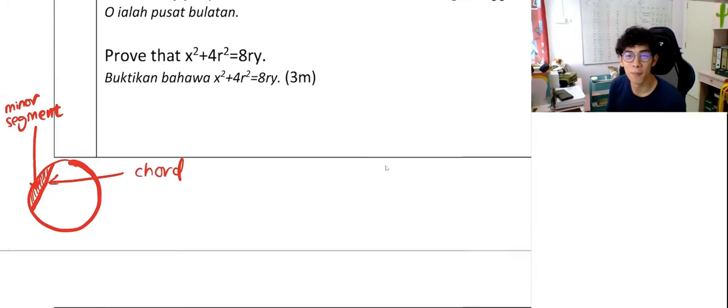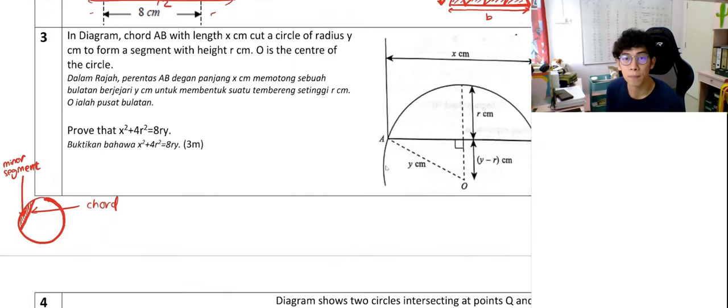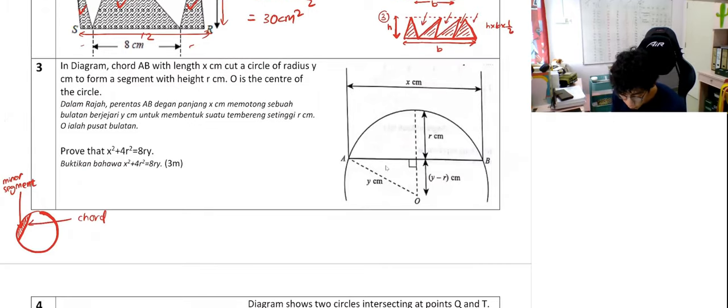Now, everyone, so that's the chord and the minor segment. Let's continue reading and see whether there is any other information. In the diagram, chord AB with the length of x cm, as you can see, they put the x cm there already, cuts a circle of radius y cm to form a segment with height r cm. As you can see, this is the chord and that's the minor segment I mentioned just now. And they say there's an r cm there.